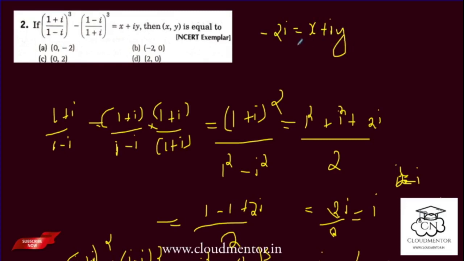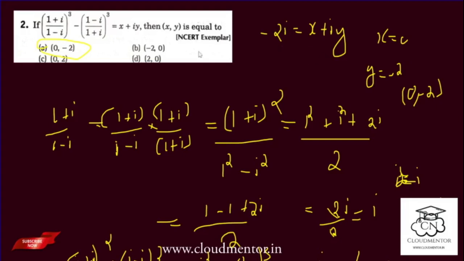From this, the real part, that is x, is 0 here, and the imaginary part, that is y, is minus 2 here. So y is minus 2 and x is 0. So the option is 0, minus 2, which is option A. So option A is the right answer here.